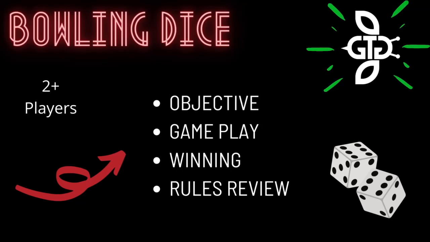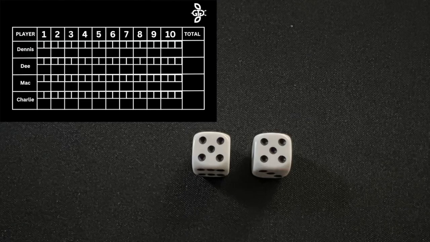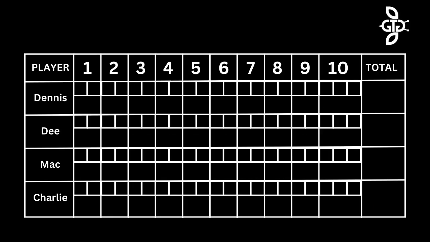Hello and welcome. This video will cover how to play the game Bowling Dice. The game is played with two or more players. To play, you will need two dice and a scorecard. The object of the game is to score the most points in 10 frames.